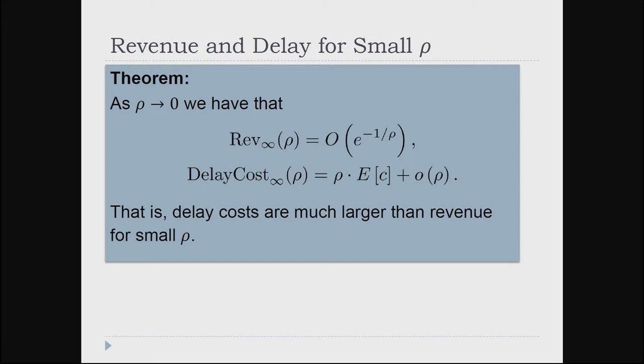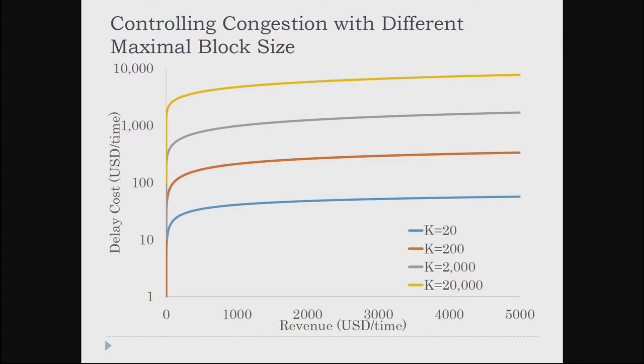That means you're going to be inefficient in this small regime, which basically means that as you take this curve that I showed you before and scale it up, you're going to get a worse curve. So those curves tell you the set of trade-offs you can have between revenue and delay cost for different block sizes. One way to look at it is, suppose I want to get a revenue of $2,000 per unit time. If I want to achieve this with a block size of 20, I need to impose much less delay cost on the users than with a block size of 200, less than 2,000, less than 20,000, where the y-axis here is logarithmic.